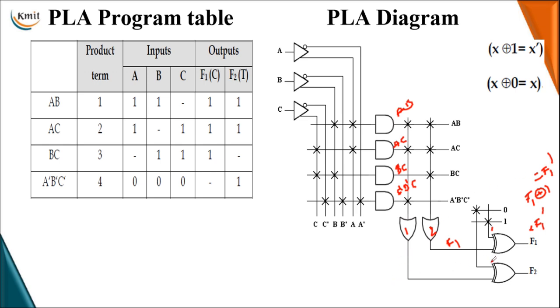Next, if I connect the second input of the exclusive OR gate with 0, it implements an exclusive OR function between F2 and 0, which is equal to F2. So the F2 true value and F1 complement value we obtain from this PLA table. This is the way we can obtain a Boolean function using a programmable logic array and programmable array logic.